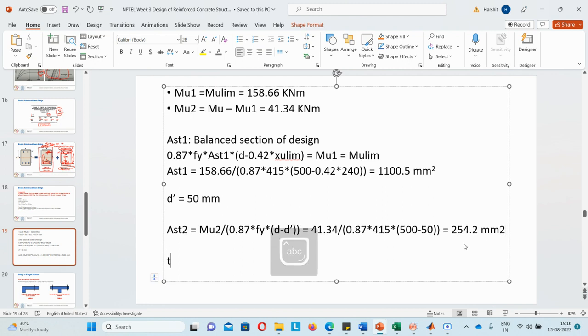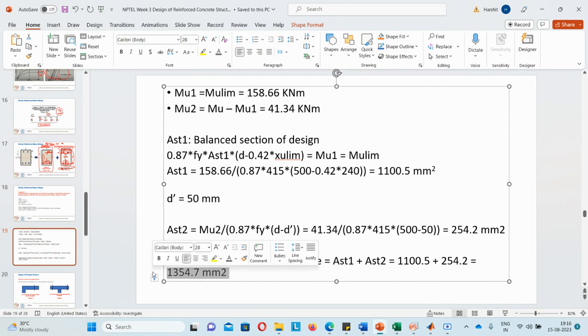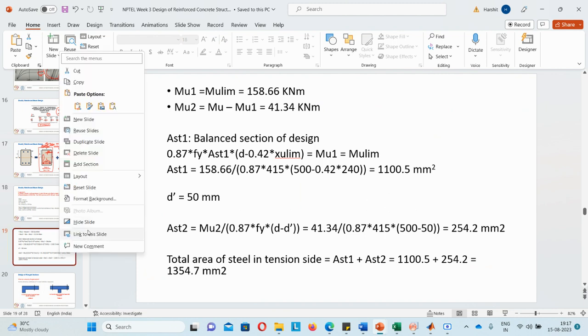Okay, so the total area of steel on the tension side is AST1 plus AST2, which is 1100.5 plus 254.2, which is nothing but 1354.7 mm square. So this area is the total reinforcement on the tension side. This plus this. Now we need to calculate the area on the compression side also.